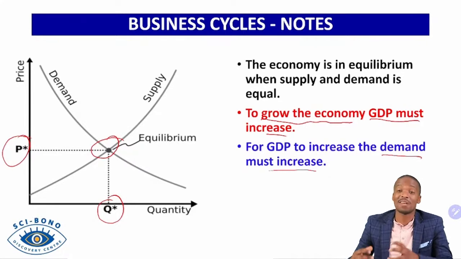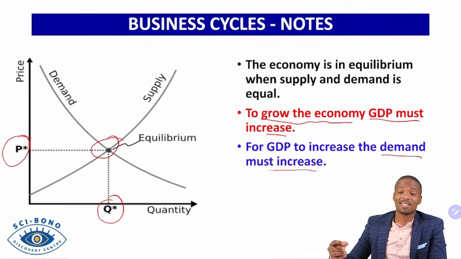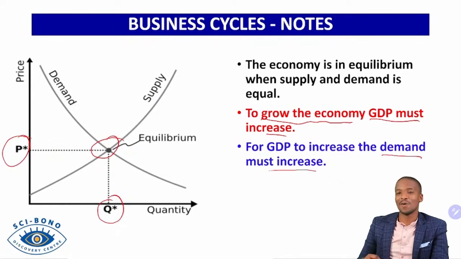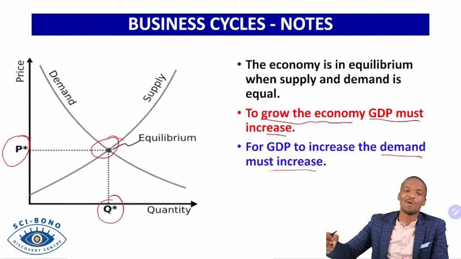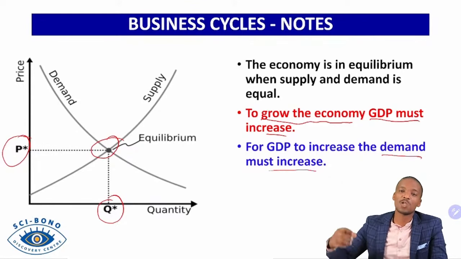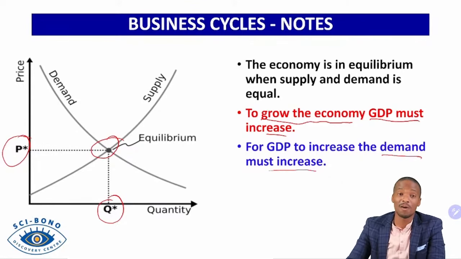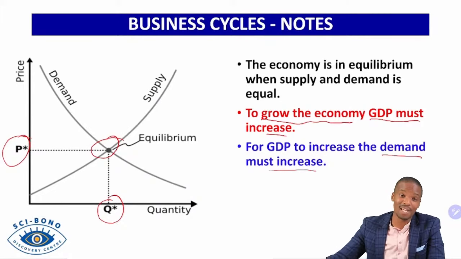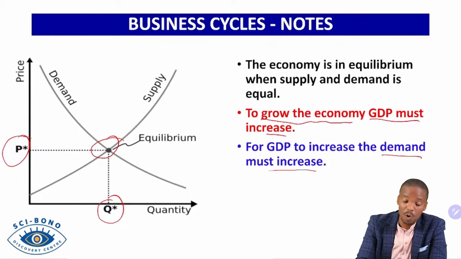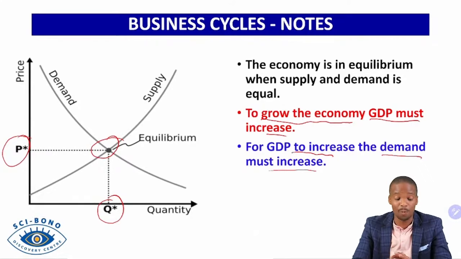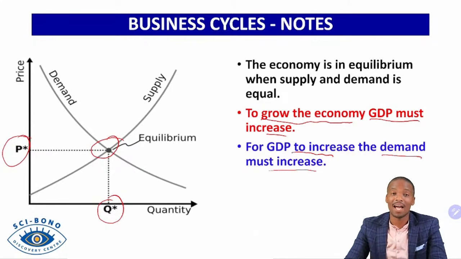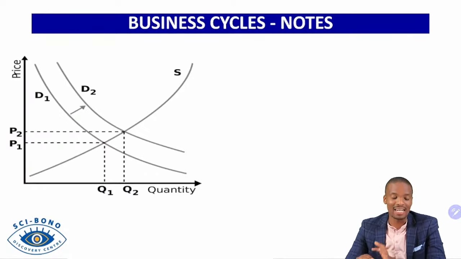So if the demand for loaves of bread is more, it tells me as a supplier, that because the demand for loaves of bread is more, what should happen to production? I should increase the production thereof. And then when I increase the production of bread, automatically the GDP also increases. At this point, the demand and supply are at equilibrium. But the question is, what then happens if demand increases?